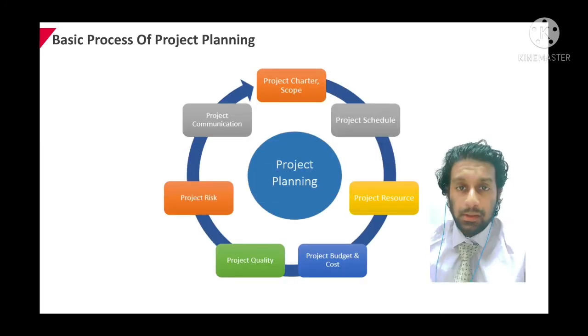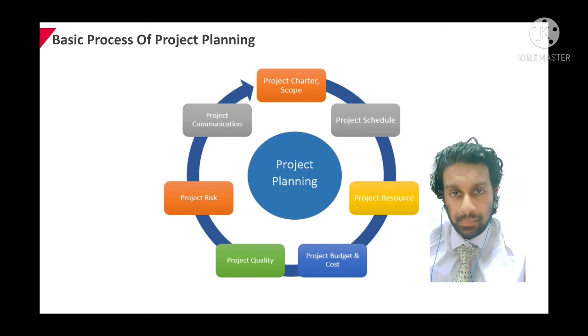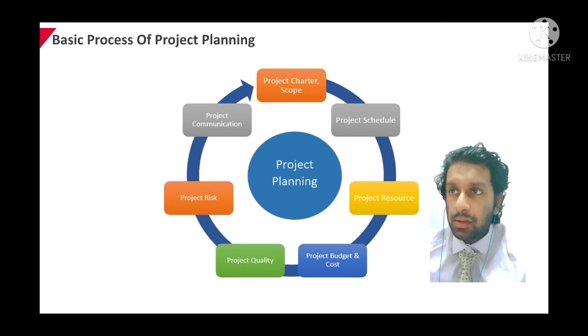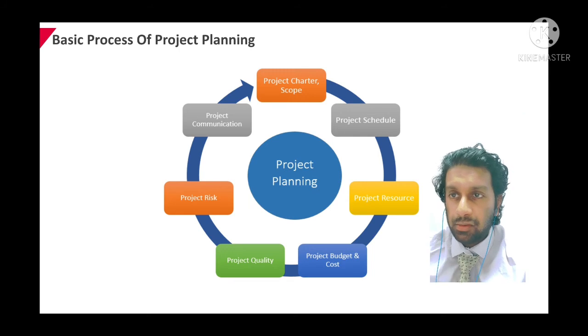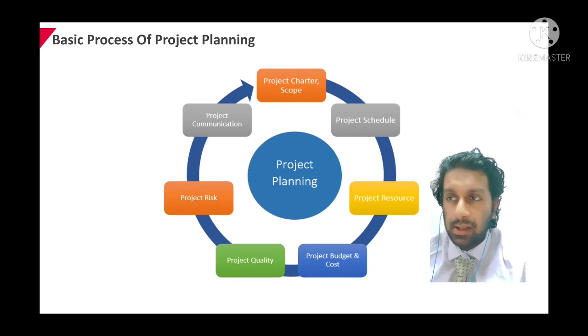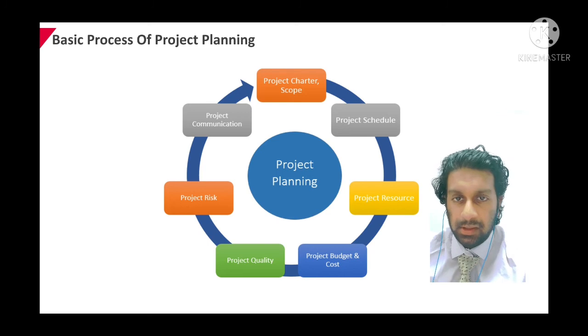Now let's talk about a basic process in construction planning. Now the first one is project charter scope. This is where we'll be specifying the scope requirement of the project to facilitate creating the WBS. The second one we have project schedule. This is where we'll be listing the entire schedule of the activities, detailing their sequence of implementation.